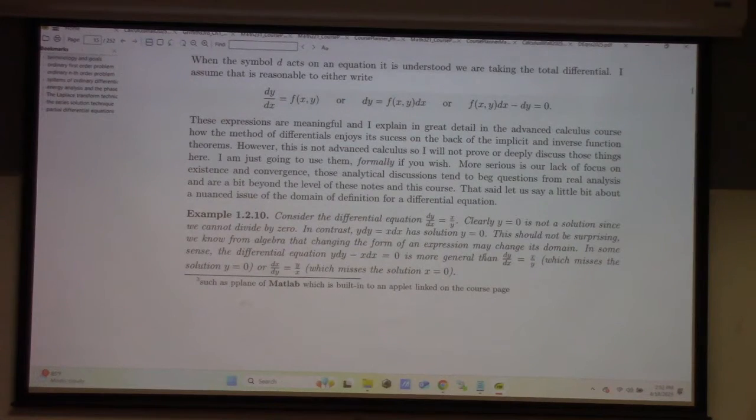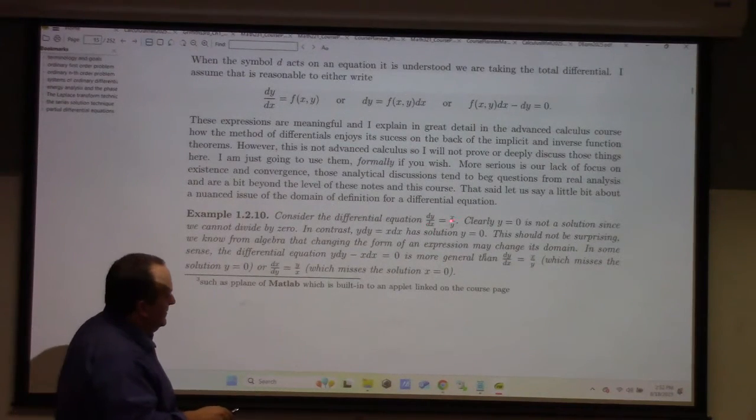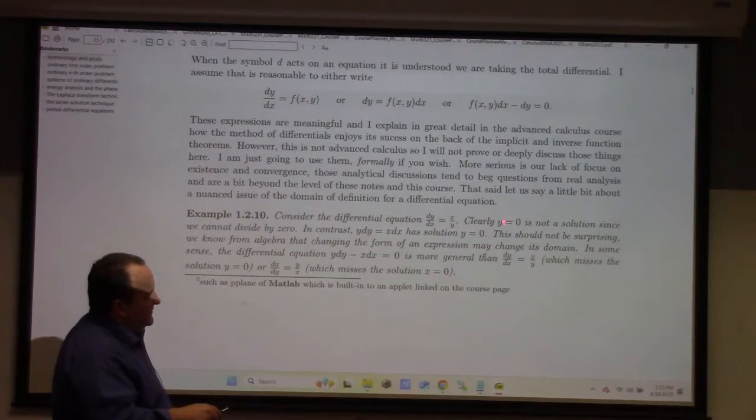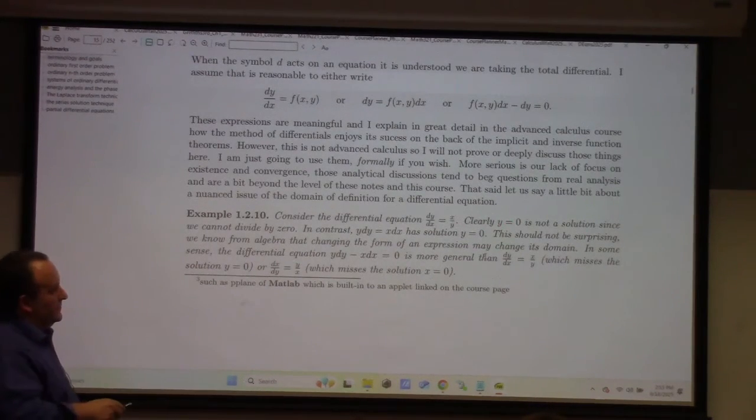Like this example, dy/dx equals x over y. y equals 0 is outside the domain of definition; we can't have division by 0. But you remember from calculus 2 how we solve this. We multiply y to the other side, x to the other side. It's separation of variables, integrate both sides. y squared over 2 equals x squared over 2 plus a constant. Now this you could rewrite as y dy minus x dx. This is the Pfaffian form of this differential equation.